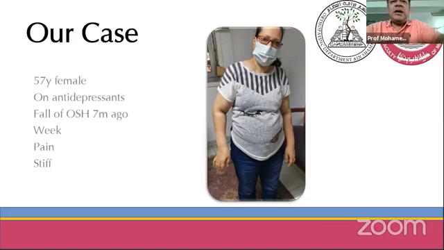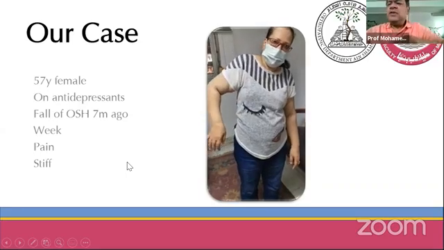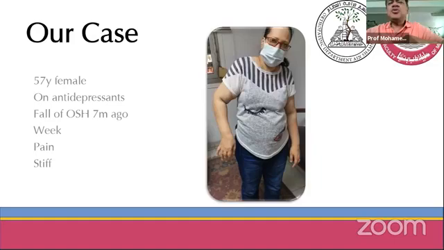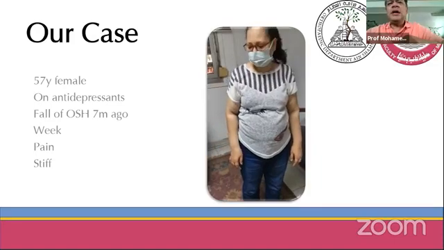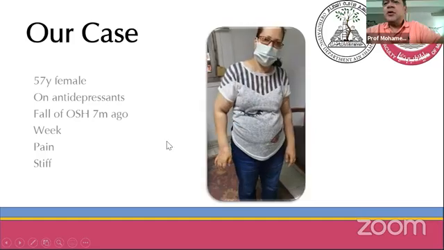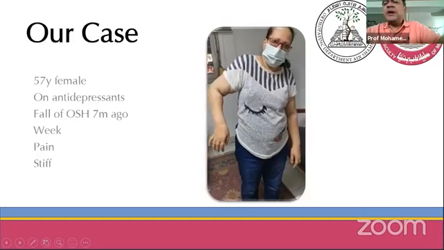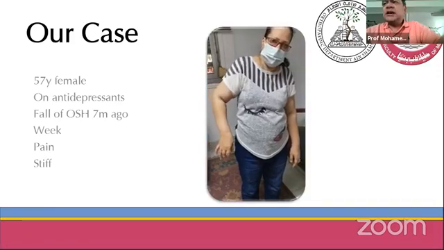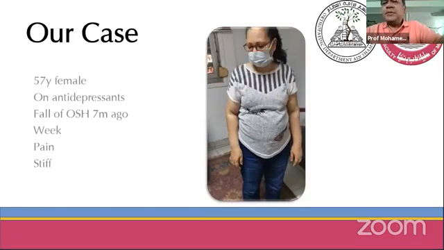So let me discuss with you this case of a nice lady, a 57-year-old female who has depression and is on antidepressants. She fell on her outstretched hand a month ago, and now she has pain, weakness, and stiffness, as you see, with pseudo paralysis, as you all see now. Is it clear, Dr. Muhammad?